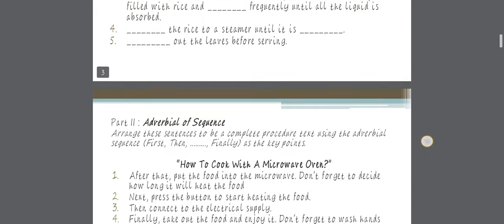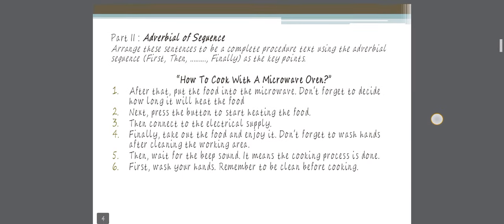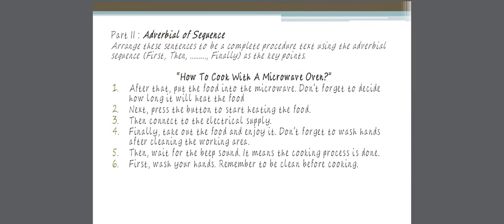Next, part 2 of my unit test is about other adverbials of sequence that are included in the language features of procedure text. And why I chose arranging several sentences as a medium task is because I want my students to understand how to use adverbials of sequence in procedure text, such as first, next, then, and others. They also know how to arrange scrambled sentences to complete a procedure text. It means they understand fully what a procedure text and the adverbials of sequence are.